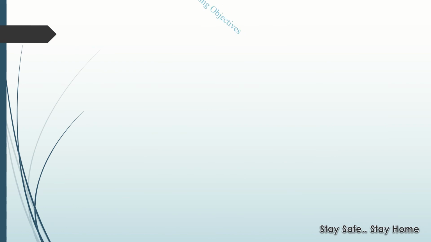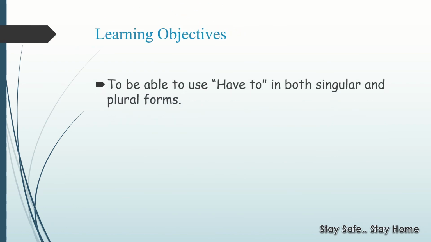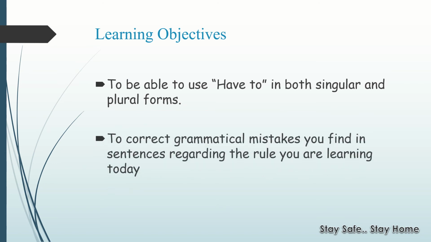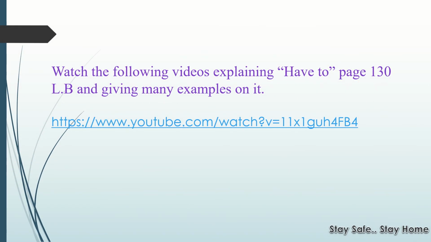Our objectives for today: when we are through with this lesson, we are going to be able to use have to in both singular and plural forms. We are also going to be able to use it in interrogative and in negative forms. In the second learning objective, whenever you see a mistake in a sentence that is related to have to, you will be able to correct it easily. So I need everyone to focus with me.